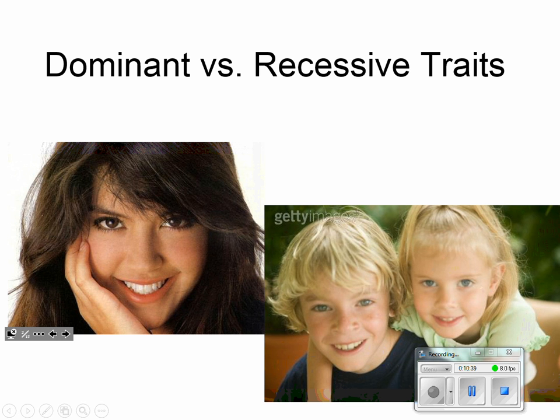Okay. Page 2, number 1. Do you think that these people are related? Could it be possible that this woman is related to these children? How many people think it's possible? How many people think no way, that she's definitely not related? Why don't you think she's related?